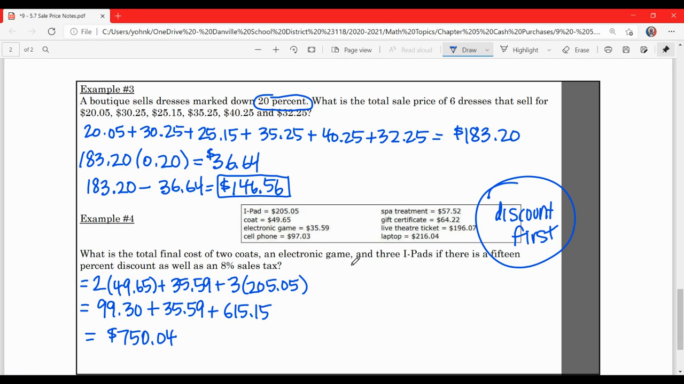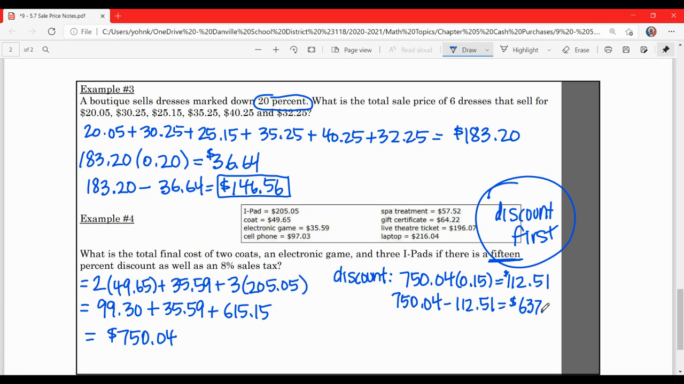Now I need to find the discount. So to find the discount, because I know I have to do discount first, I take $750.04 and multiply it. There's a 15% discount, so multiply by 0.15. That gives me a total savings of $112.51. So I take my price before $750.04 and subtract off the discount $112.51, and that gives me a total of $637.53. We're not done yet because now we have to find the tax.